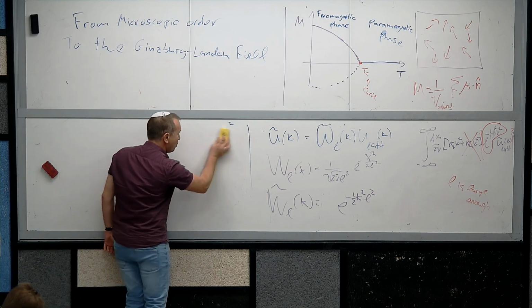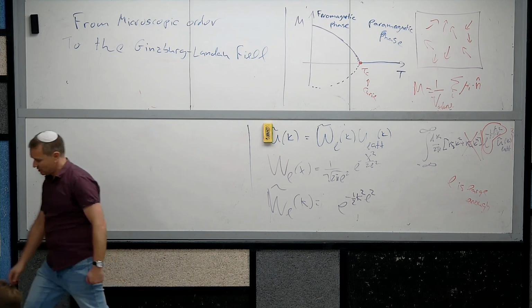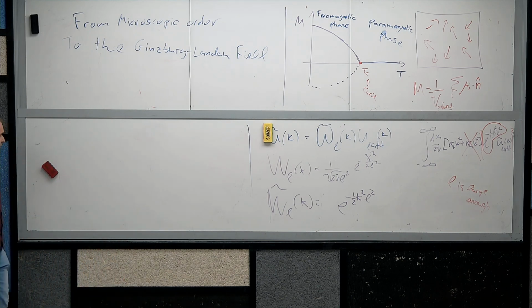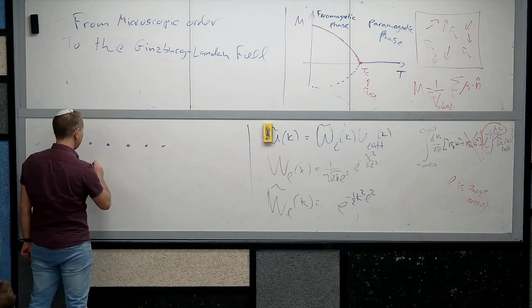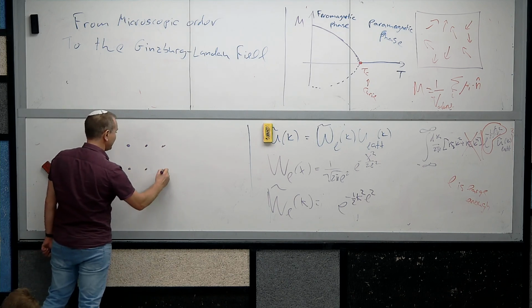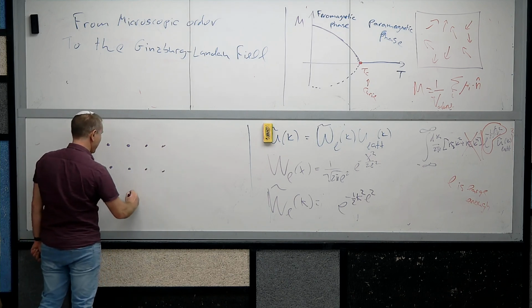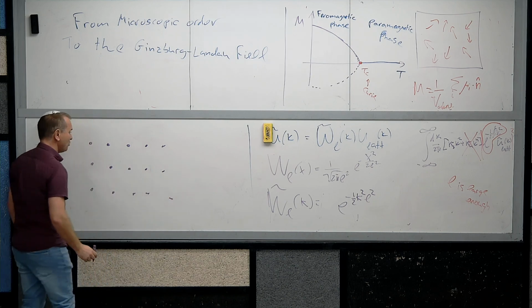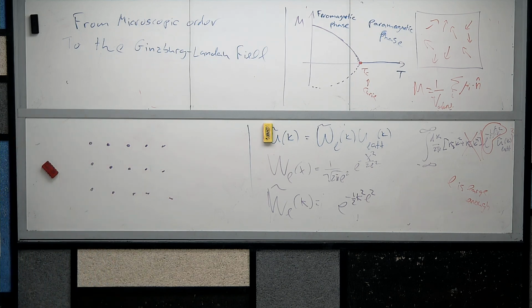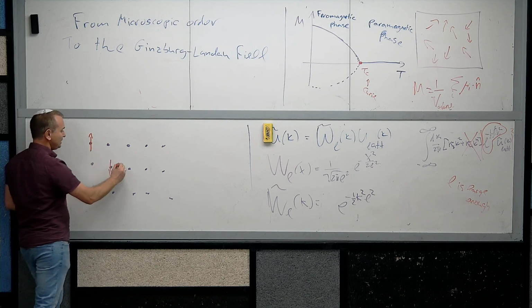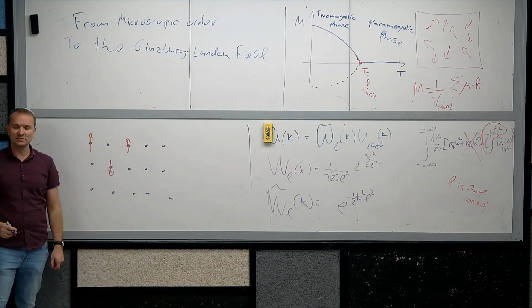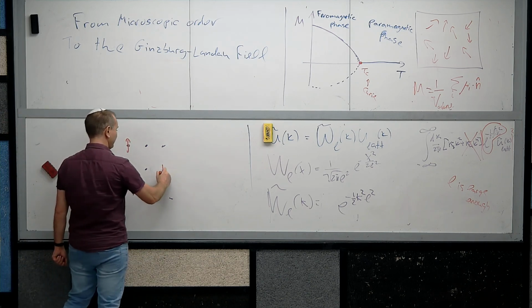All right, so what do we do? First, think about the following problem. Let's assume that we have a lattice. It can be 3-dimensional, n-dimensional, doesn't really matter how many dimensions we have. And on each point of the lattice, we have a spin that describes the magnetization at this specific point.